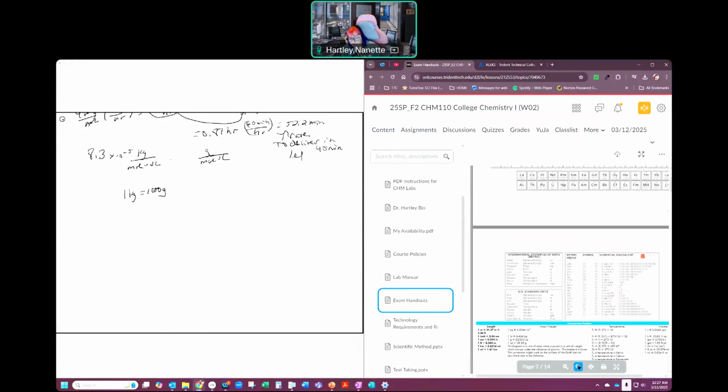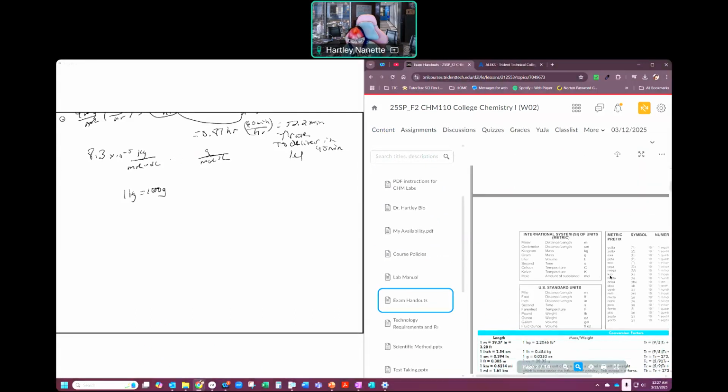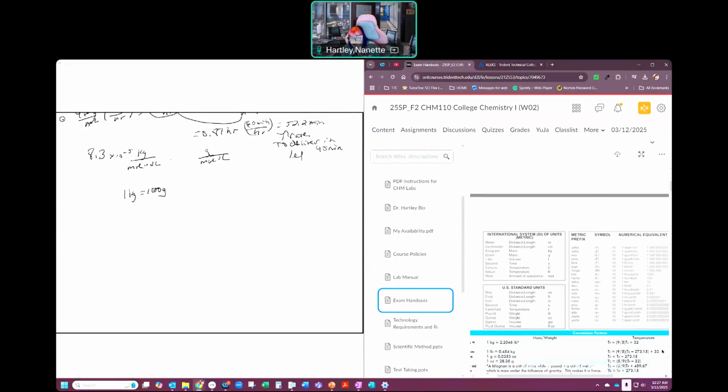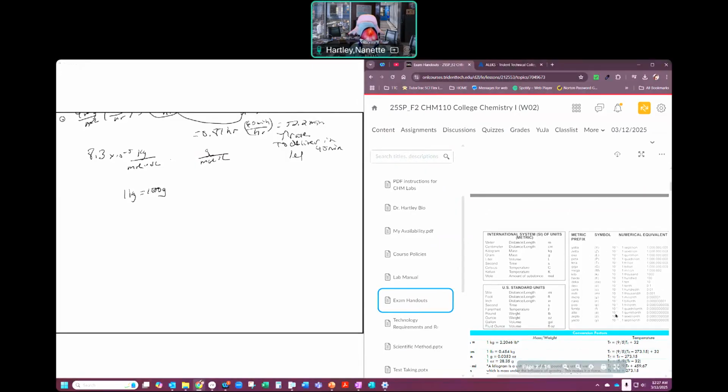And if I zoom in on this, because I can do that right here, I can see that kilo is right here, and it says kilo is 1,000, meaning that there are 1,000 of the base unit in a kilo. That's what that means. So there are 1,000 grams in a kilogram. Okay. Now, the other thing I need to look at is how many deciliters are in a liter.